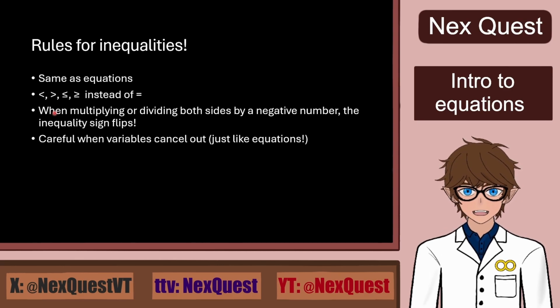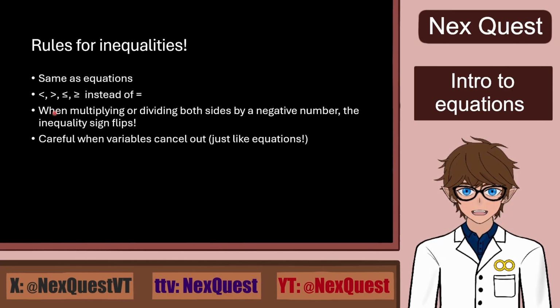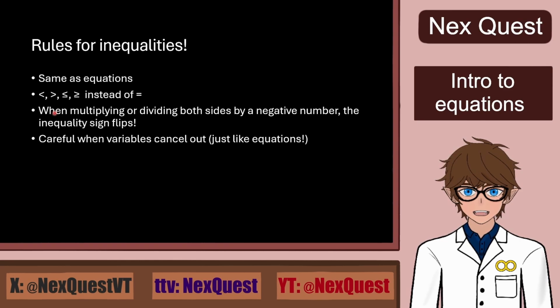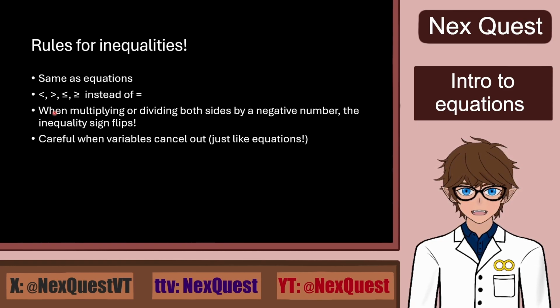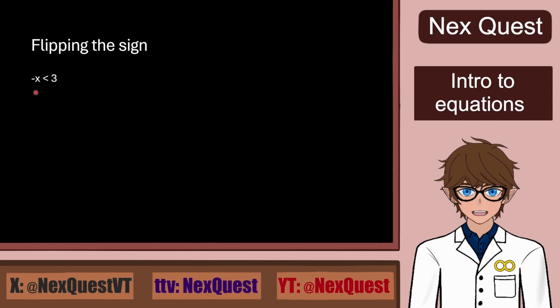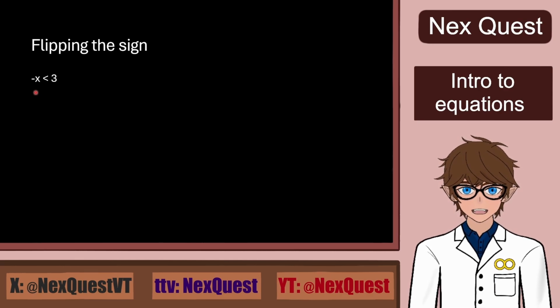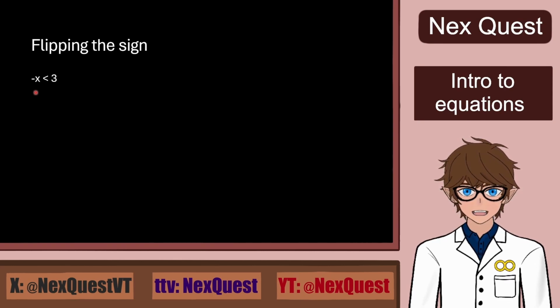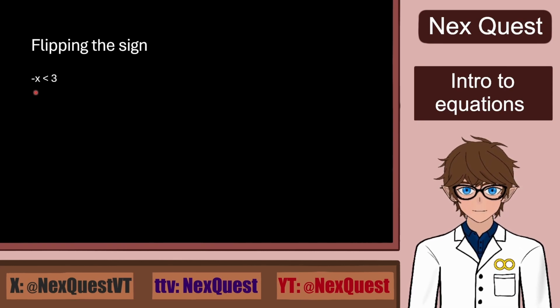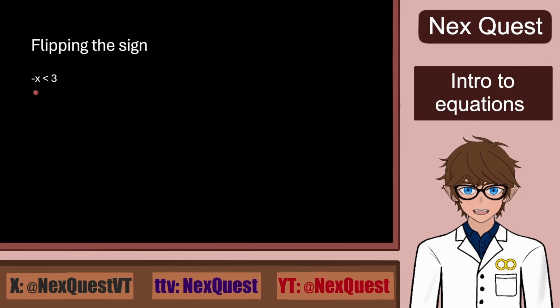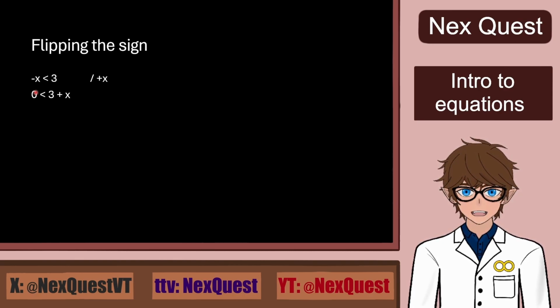Here we have to be careful, unlike with equations, when we are multiplying or dividing both sides by a negative number, because the inequality sign flips. And also we have to be careful, just like with equations, when the variables cancel each other out. Now, to explain more about flipping the sign, let's take minus x is less than 3 as an example. We would want a positive x, of course, so we will move the x to the right by adding it on both sides, then subtracting 3 on both sides, which gives us minus 3 is less than x.